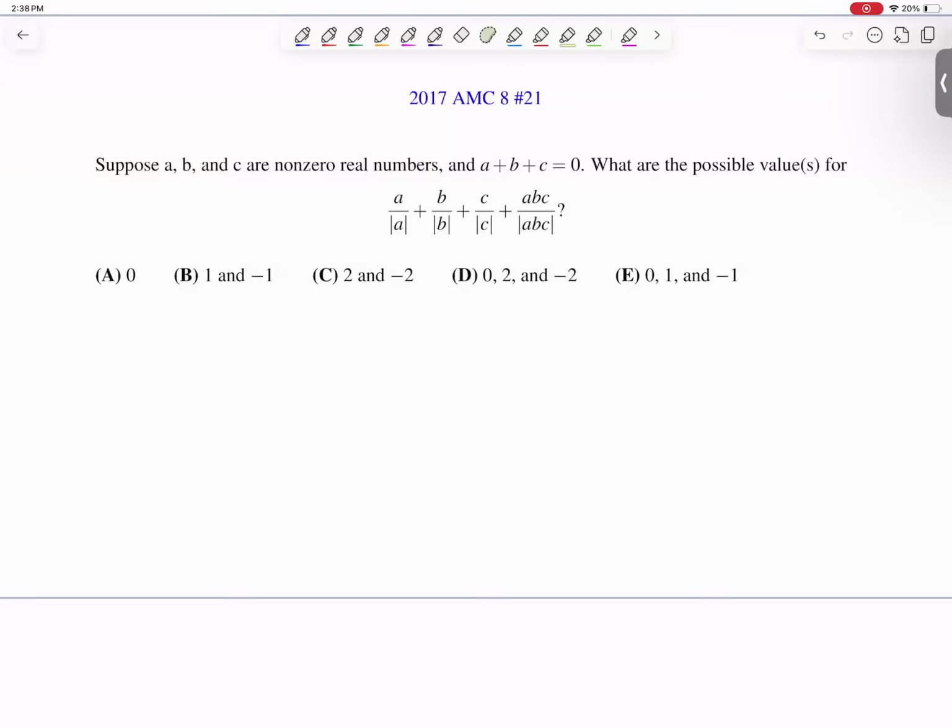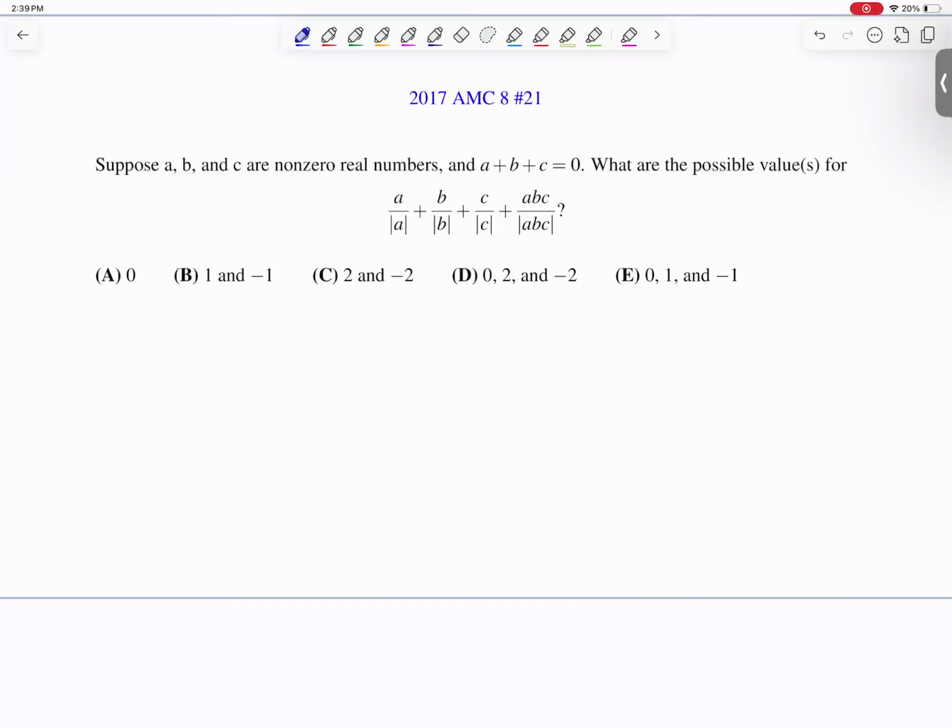Suppose A, B, and C are non-zero real numbers, and A plus B plus C equals 0. What are the possible value or values for A over absolute value of A plus B over absolute value of B plus C over absolute value of C plus A times B times C over absolute value of A times B times C?